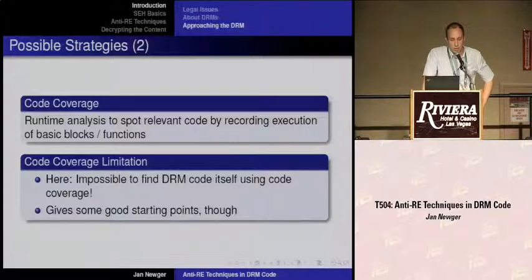A likely strategy would be to use code coverage. Code coverage in this sense means that you let the program run online while recording execution of basic blocks or functions, and you record all these breakpoint hits and do some calculations with the sets of hits. So you would ultimately pretty easily find DRM-related code. Due to a few anti-reverse engineering techniques, code coverage is not possible in this case. But on the other hand, it gives some good starting points.